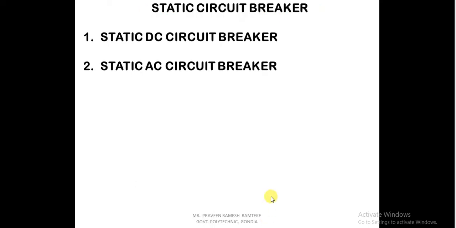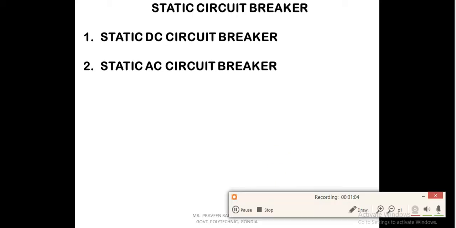In today's session, we will study static circuit breakers. Before studying static circuit breakers, we must know what is the meaning of circuit breaker. A circuit breaker is a device which will turn on or turn off the load, or make or break the circuit. It is basically a switch under some given condition such as overload or short circuit, etc.